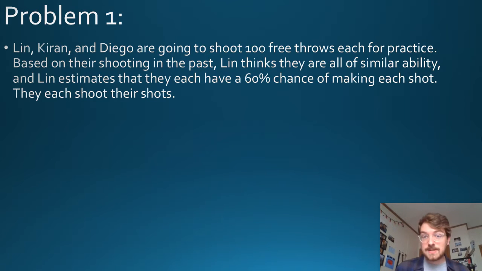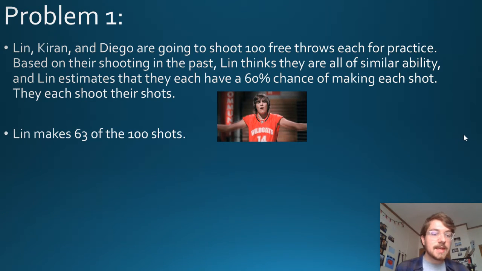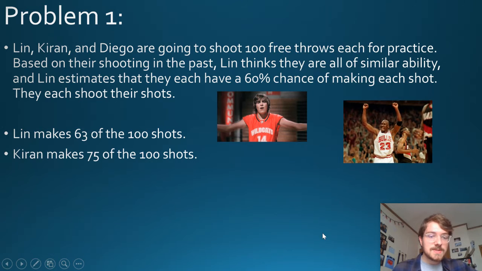So they each shoot their shots. Let's see how it turns out. Lynn makes 63 shots out of the 100, which is good for him. That is spot on in terms of estimating something like this. Being that close to your bracket is awesome, and I think it's pretty commendable. So good for him.